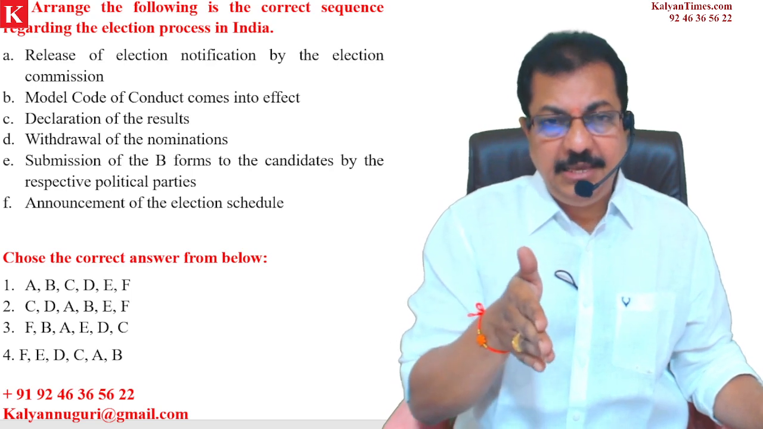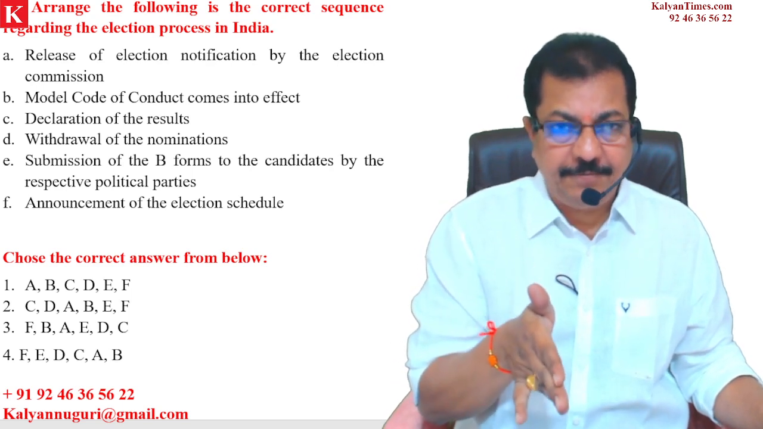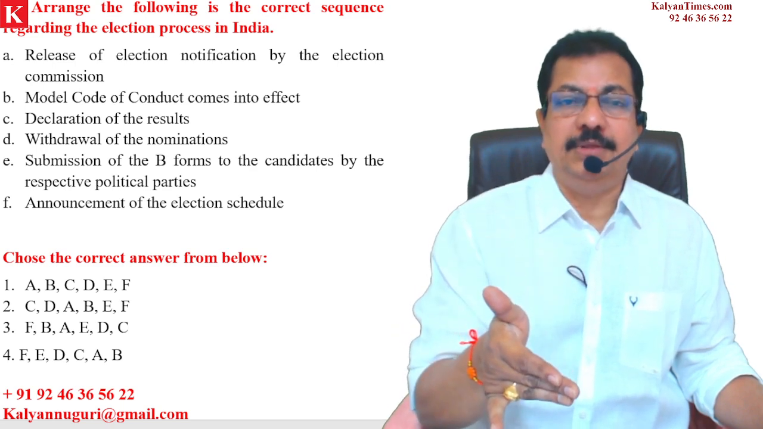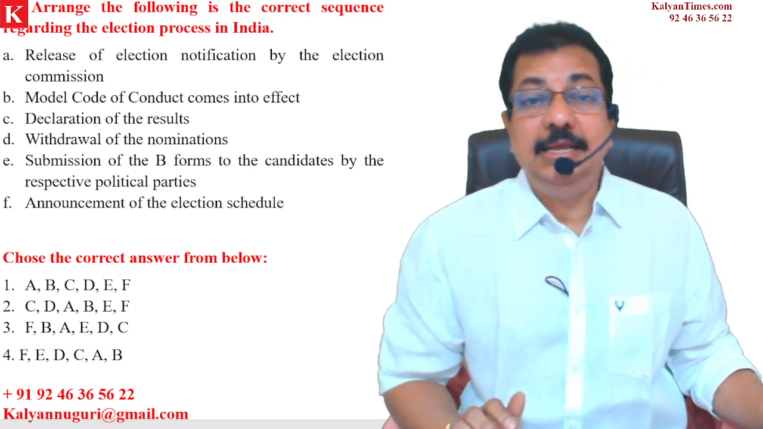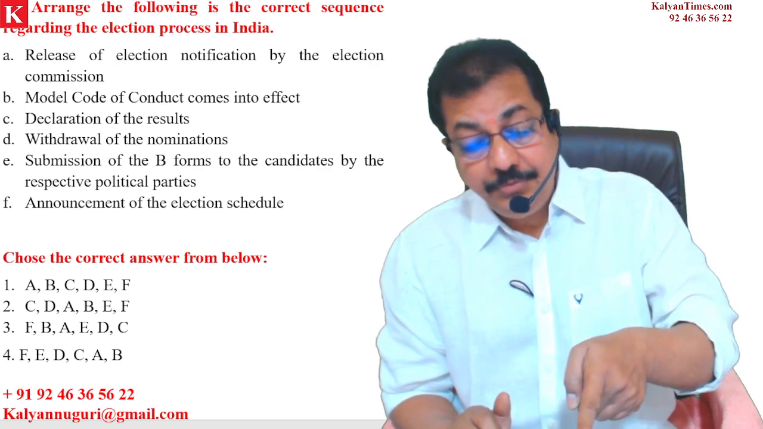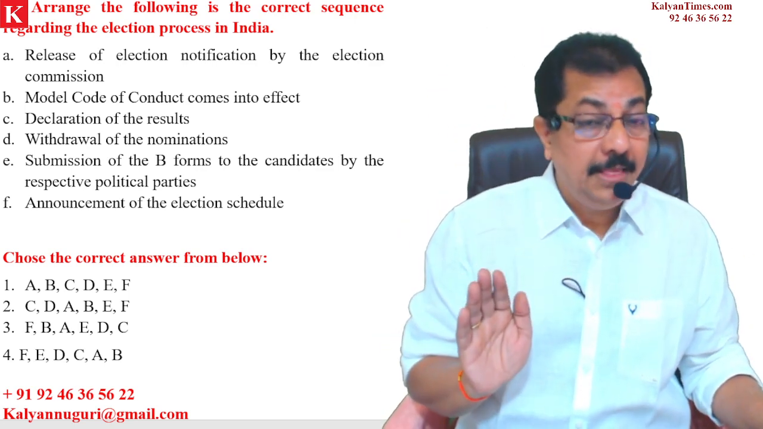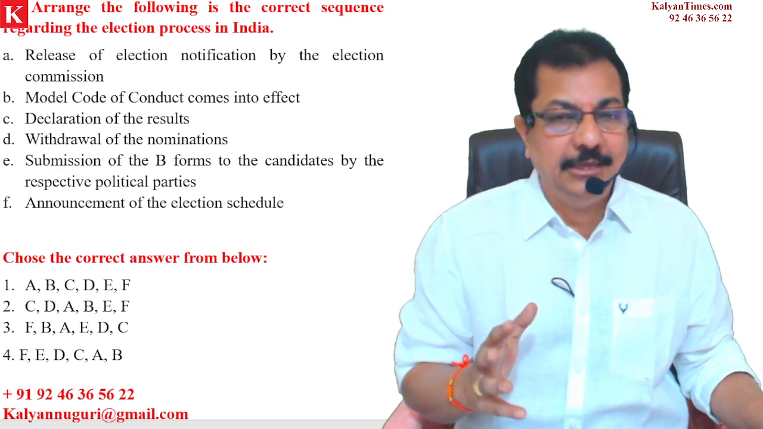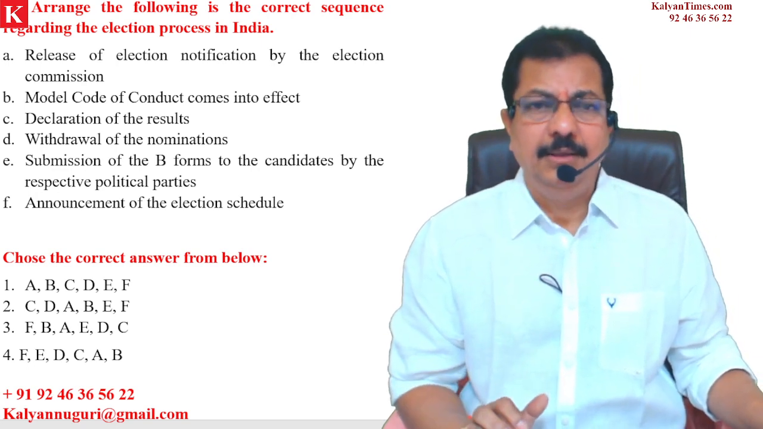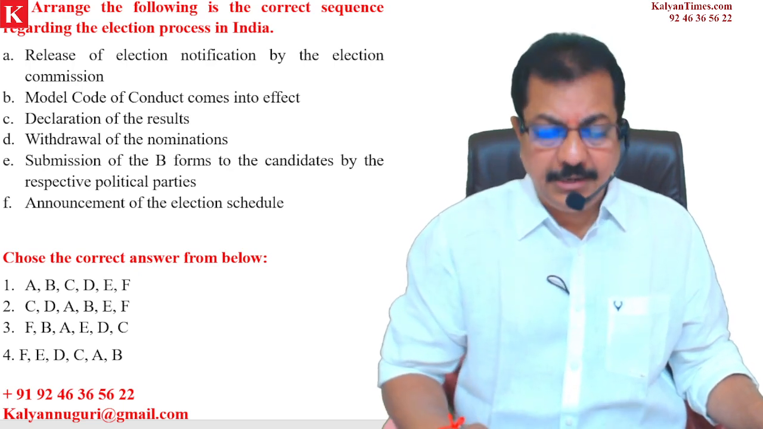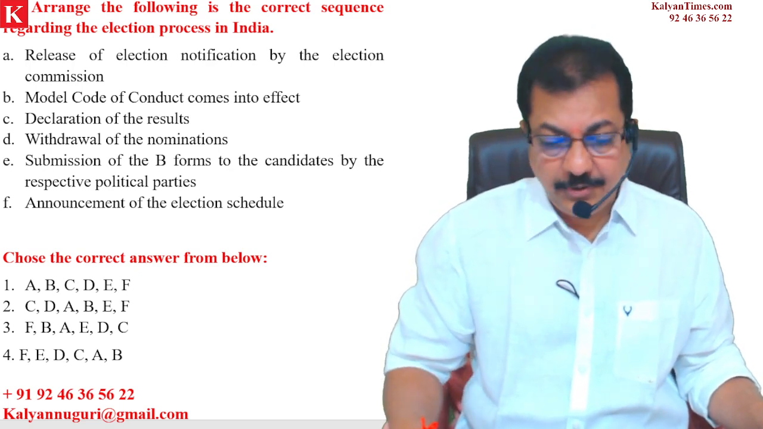So A, B, C, D, E, F statements are given. We have to read all the statements one after the other, and arrange them in a sequence. Then you have to choose the correct answer from the options below. Kindly remember, these type of questions cannot be mugged up. So you need to follow the process very clearly and thoroughly. Fine. Now look at this.